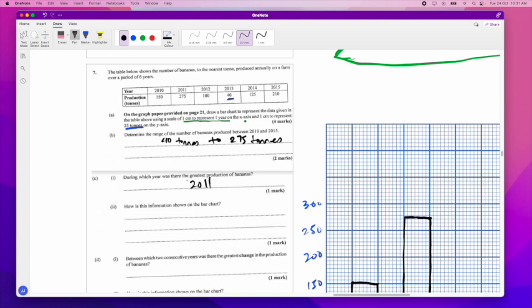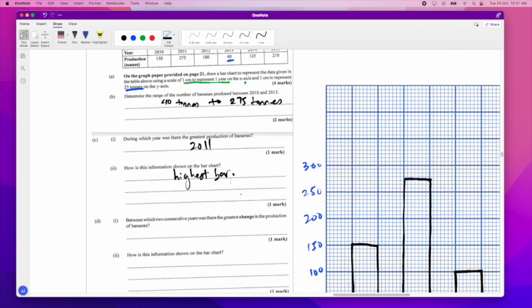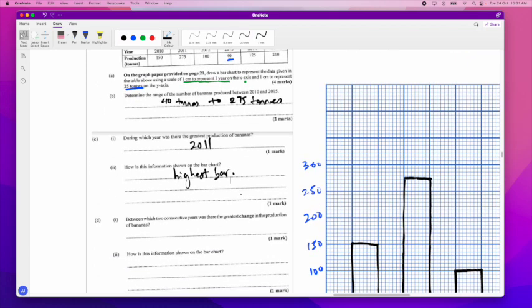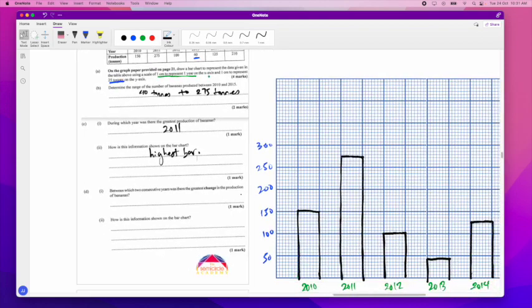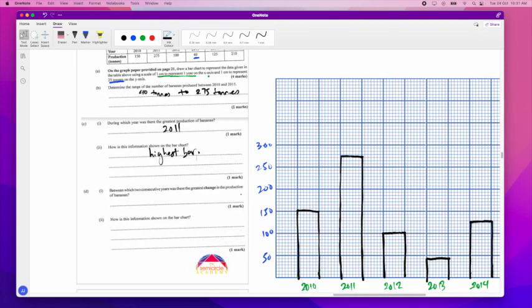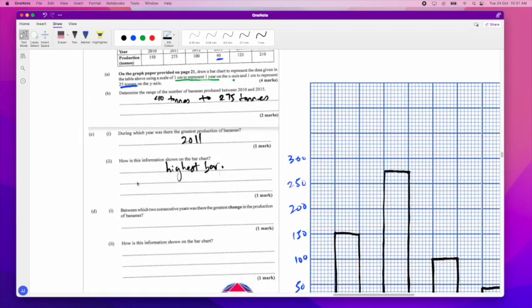How is this information shown in the bar graph? By the highest bar. Between which 2 consecutive years was there the greatest change in the production of bananas? Well, I could see on the bar graph that would be 2011 to 2012 having the greatest difference in the heights of the bar. So the greatest change would be 2011 to 2012. How is this information shown on the graph? Well, it's the biggest difference.